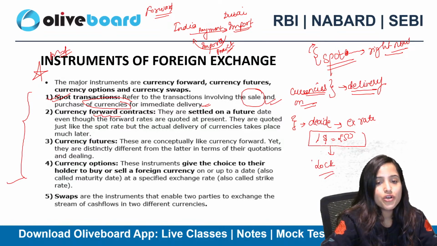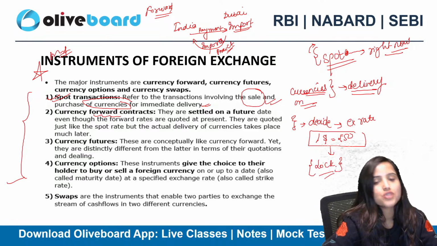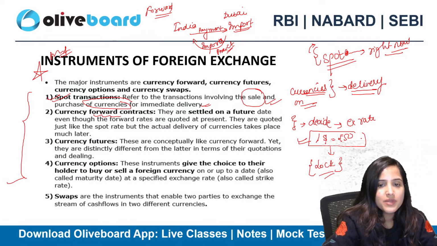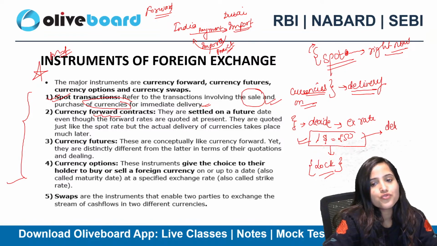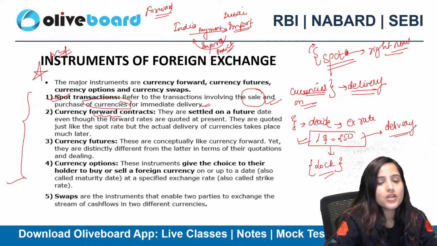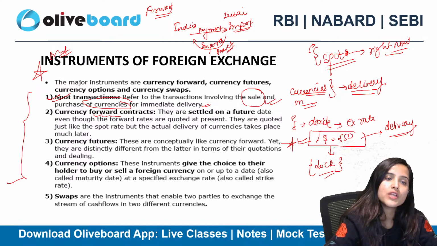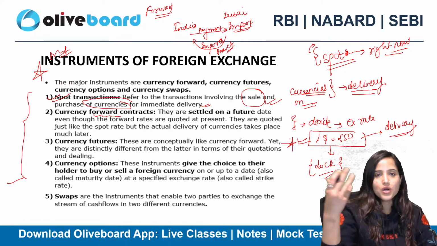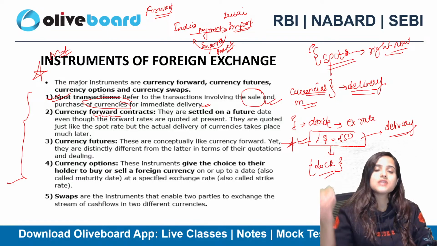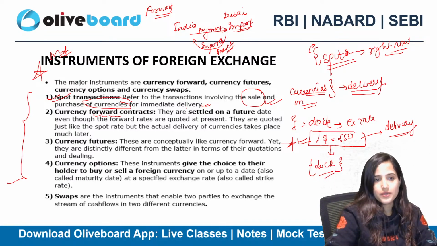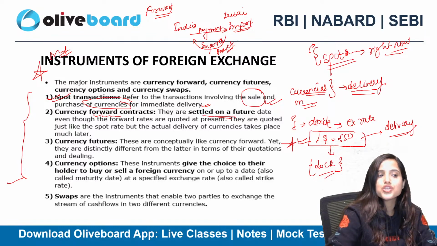So you have locked your transaction at $1 is equal to 50 rupees, and later on, the delivery is going to be done on some future date. So you are locking your transaction. आपने अभी वो transaction कर दी, but आपको delivery हो सकता है you'll get the delivery of the products say after 2-3 months. So that is your forward contract. So these are settled on a future date.